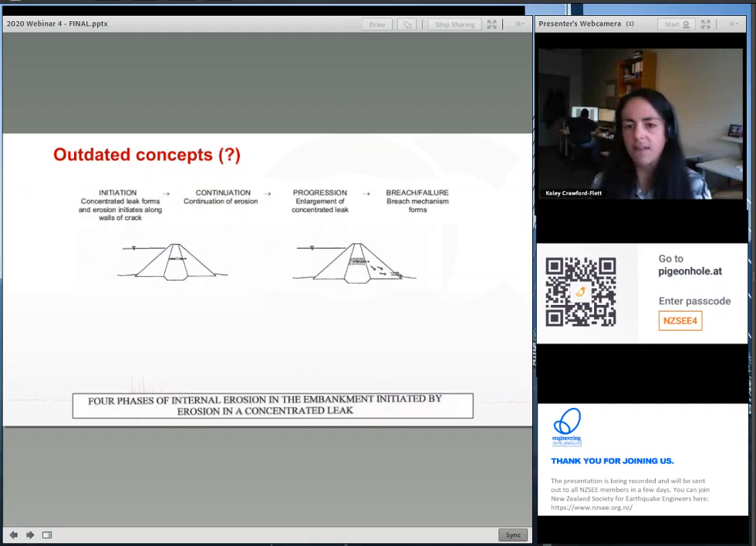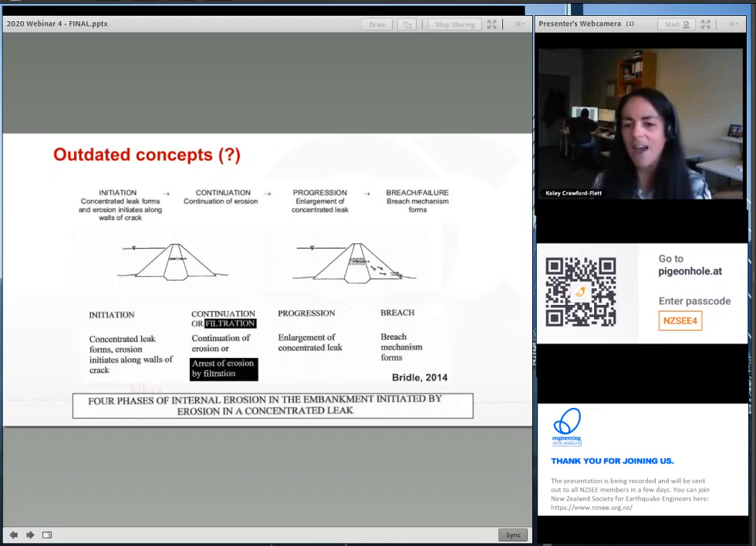Initially, there was an idea that erosion of filters or at a filter interface was linear. We have initiation, continuation, progression leading to breach, which seems awfully idealistic. In 2014, Rodney Bridle published an update saying, hang on a minute, we may have filtration and a risk of erosion before it gets to the breach mechanism. However, this is still a rather simplistic either continuation or essentially plugging or clogging or bridging of that filter interface to stop particles eroding.